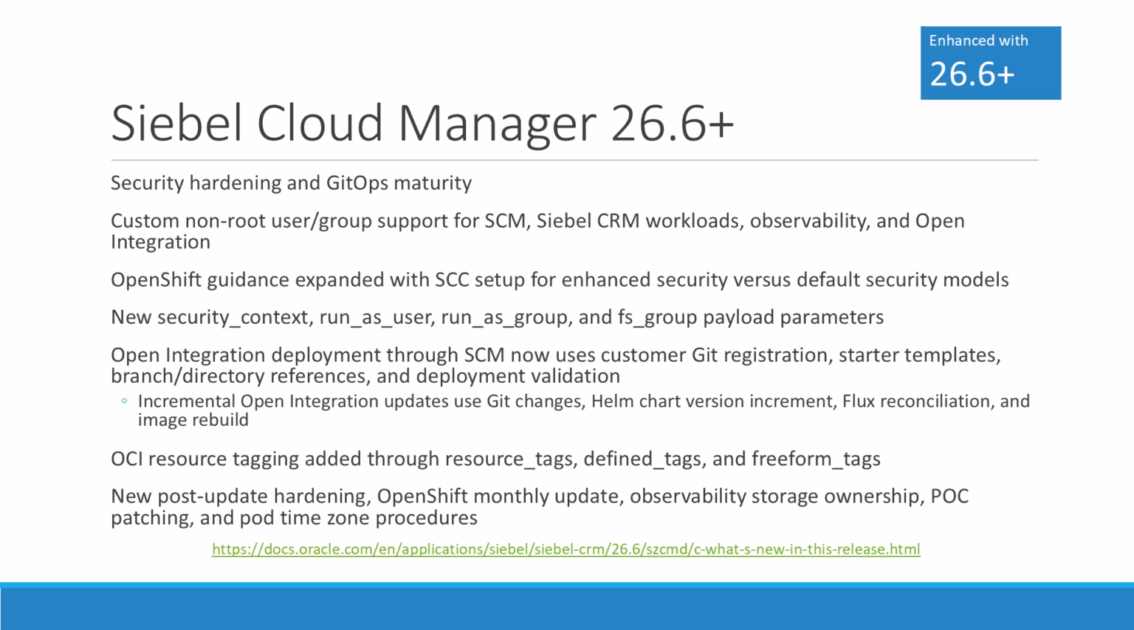For Siebel Open Integration under Kubernetes, SCM 26.6 moves towards a cleaner Git-based deployment model. Incremental open integration updates are also better defined, allowing the open integration application image to be rebuilt and restarted. SCM 26.6 also adds OCI resource tagging for supported Siebel and observability resources. The updated SCM documentation guide includes post-update hardening procedures, expanded OpenShift monthly update guidance, refined POC catching flow, and a new procedure for configuring time zones for SCM and Siebel pods.